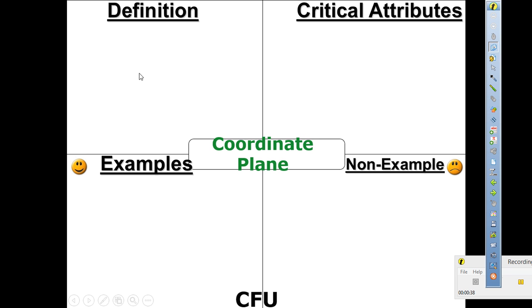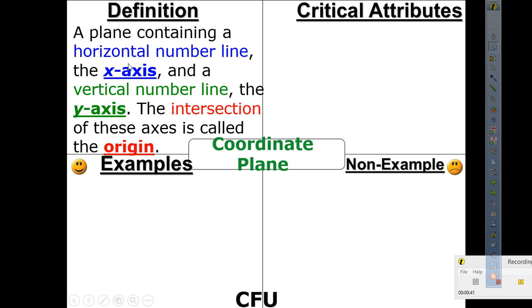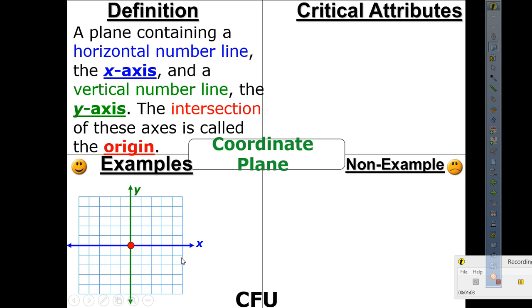Coordinate plane. A plane containing a horizontal number line called the x-axis and a vertical number line that is the y-axis. The intersection of these axes is called the origin. What does that look like? Like this. This is the x-axis, this is the y-axis, and this is the point of origin. Non-example. Look at this one.